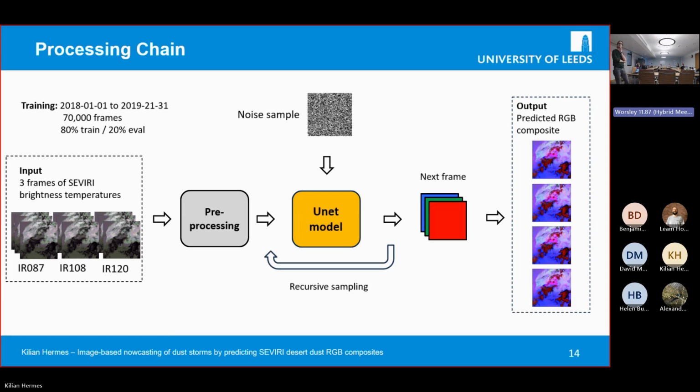It's all stacked together for conditioning, and together with the noise sample, we compute the next frame of those brightness temperatures, so differences between the channels which go into red and green, and the blue channel. We compute one frame that goes back into the model. So we sample recursively until we have the number of frames we want to predict. On the last frame, we simply generate the RGB images from the predicted data.